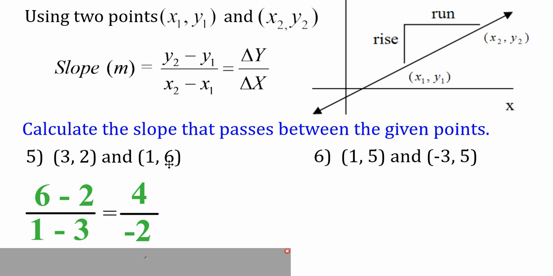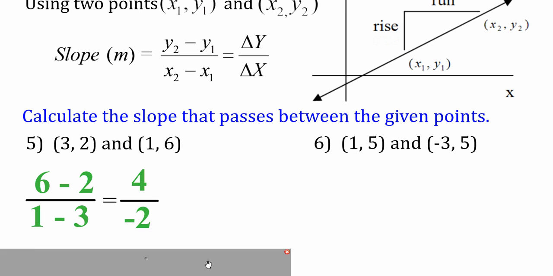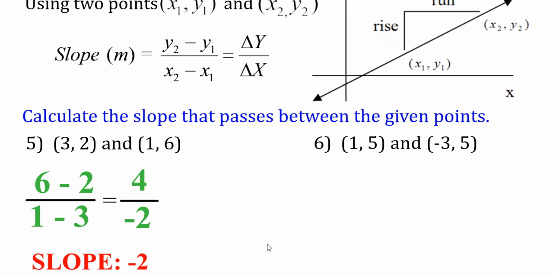So let's say I'm just going to start with this point. The difference of the y's, 6 minus 2, is 4. And since I started with this point, I have to do that for the x as well. So 1 minus 3 is negative 2. Always simplify to get your slope accurately. So 4 divided by negative 2 would be negative 2 for your slope. Well, what does that mean? To get from each point on your line, you're going down 2 and to the right 1.